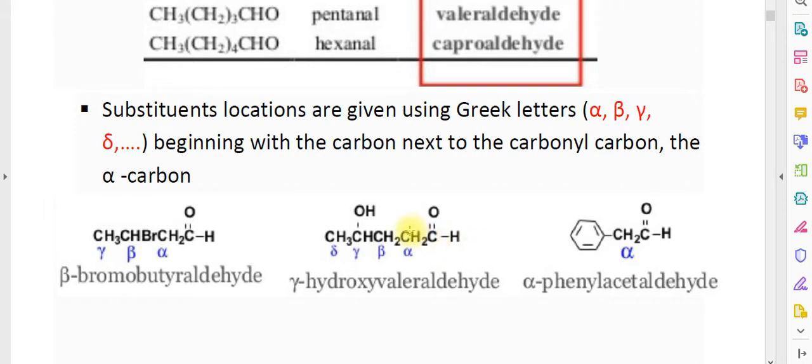Anyway, the carbon attached to the carbonyl carbon is called alpha. The next is beta, gamma, and delta. And here also the carbon is attached to an alpha, and this is attached to a phenyl ring. So the name is given as beta bromobutyraldehyde. Here it is gamma hydroxy valeraldehyde, alpha phenyl acetaldehyde.